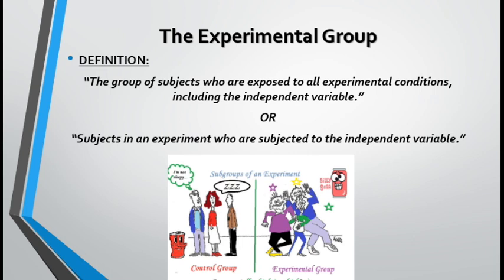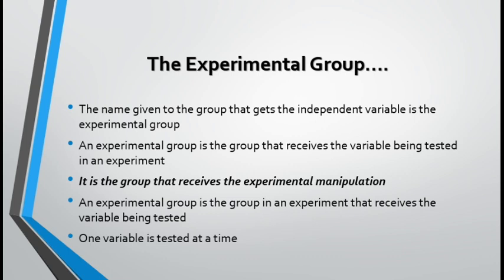The experimental group is a group of subjects who are exposed to all experimental conditions, including the independent variable. Or you can say subjects in an experiment who are subjected to the independent variable. The name given to the group that gets the independent variable is the experimental group. An experimental group is the group that receives the variable being tested in an experiment. In a nutshell, the experimental group is the group that receives the experimental manipulation.